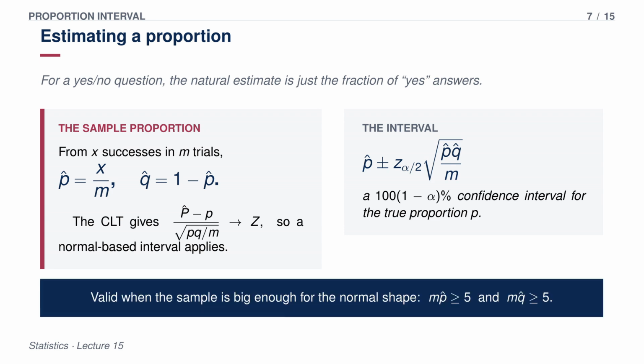One guardrail, though. That normal approximation only works if the sample is big enough. The rule is m times P hat is at least 5, and m times Q hat is at least 5. Too few successes or too few failures, and the bell shape breaks down.